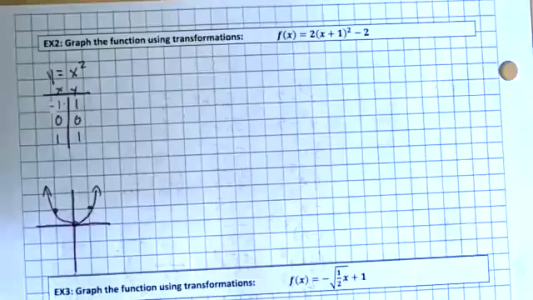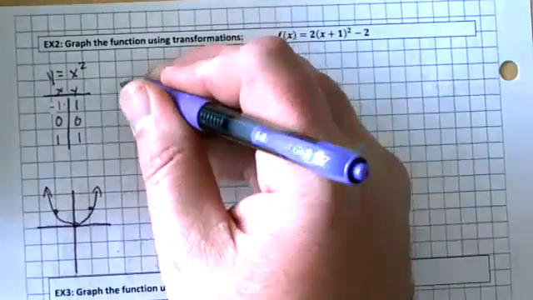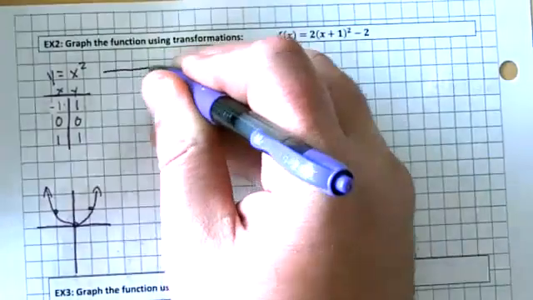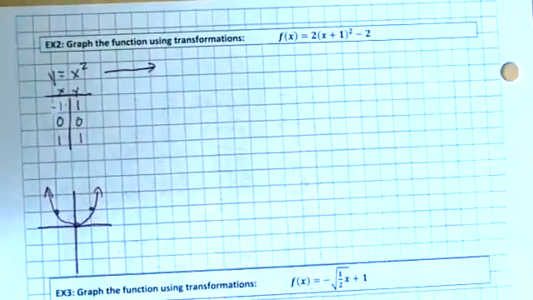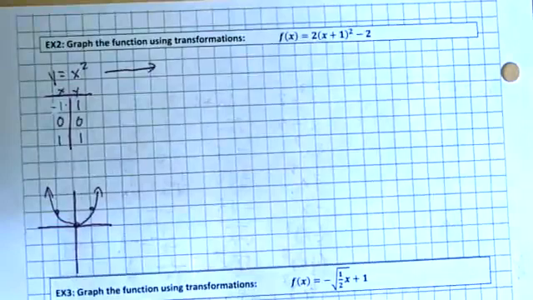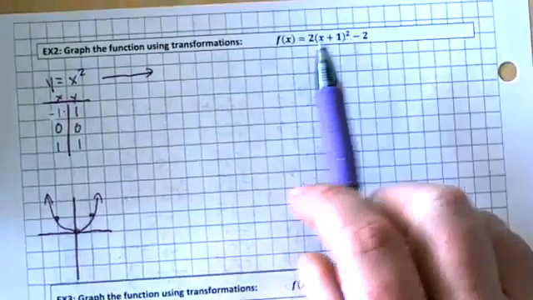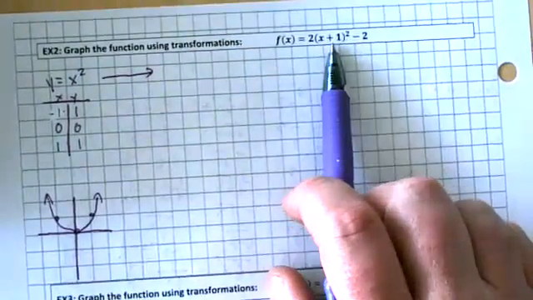There's our parent. So let's get this going. Which transformation do you guys want to tackle first? You want to do the +1? The +1 is the only thing happening on the inside of the function, agreed?